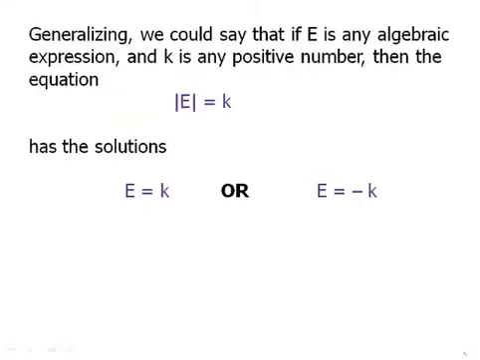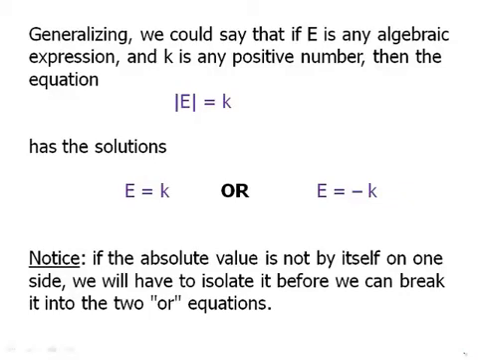Generalizing, we could say that if E is any algebraic expression and K is any positive number, then the equation absolute value of E equals K has the solutions E equals positive K or E equals negative K. I should hasten to add here, this notation I'm using, E for an expression, I just made up on this page. This is not a general notation that you're going to see anywhere else. I'm just using it for shorthand here. The idea is that we could put any expression inside the absolute value, and then whatever that absolute value equals, the expression itself would equal the positive or negative of that same value.